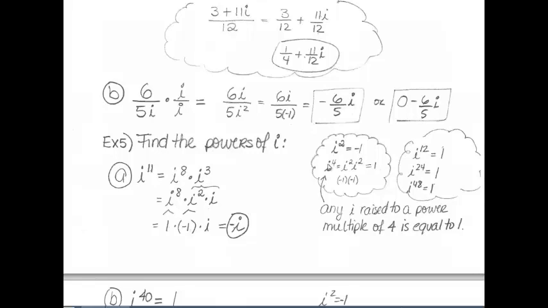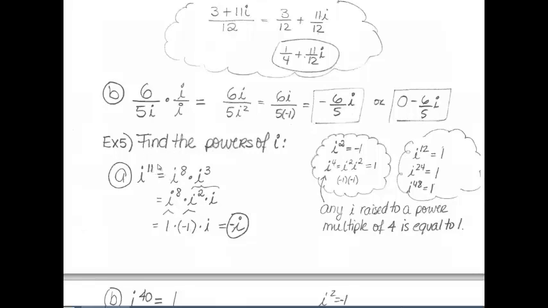And in fact, any exponent that is a multiple of 4 will be equal to 1. So any i raised to a power that is a multiple of 4 is equal to 1. Let's say I have i to the 12. 12 is a multiple of 4, so therefore it equals 1. i to the 24th, same thing, multiple of 4, so it equals 1. i to the 48th, 1. Alright, now that we have that in mind, I'm going to come back here and we'll try to simplify this i to the 11th.